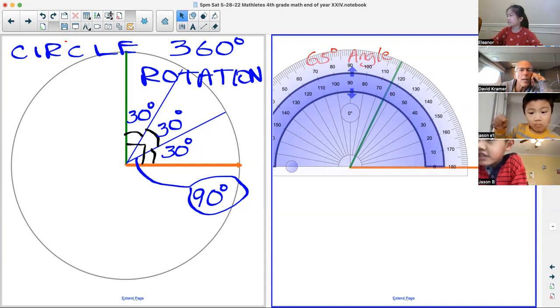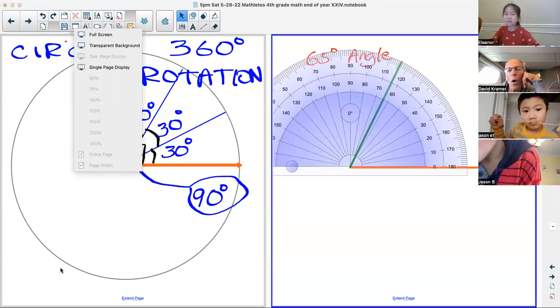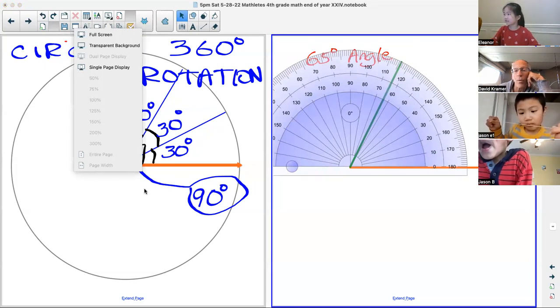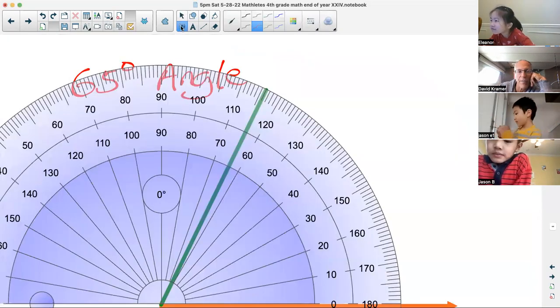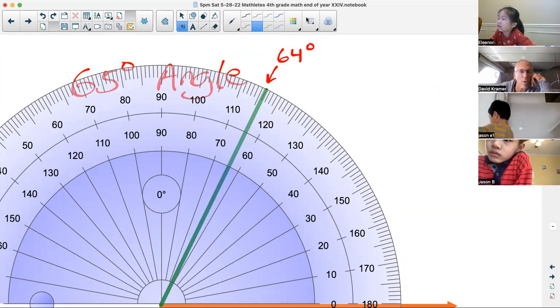Oh, we are getting 64. So much closer. It was 63 because it is not right in the middle. Yeah, I actually think that is a 64-degree angle. And I have to tell you that Mr. Kramer loves to be very accurate, but right there, we can definitely see that that is a 64-degree angle.